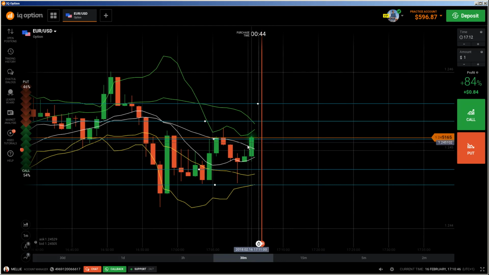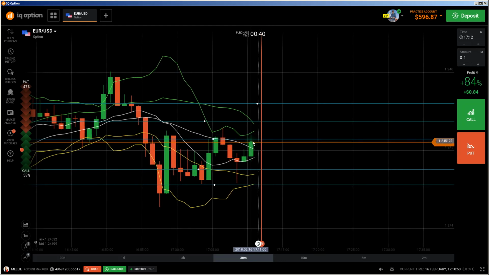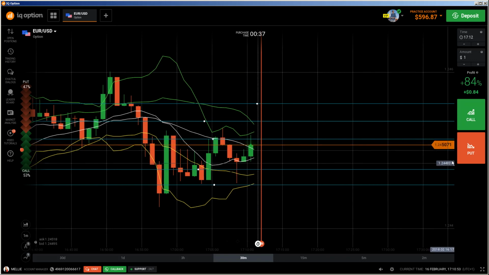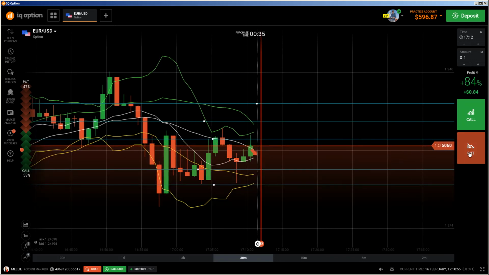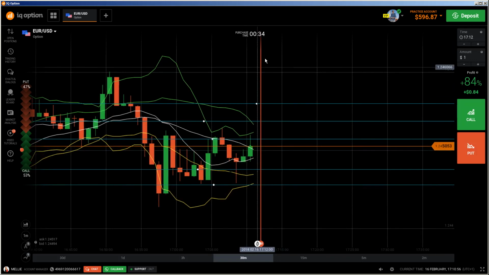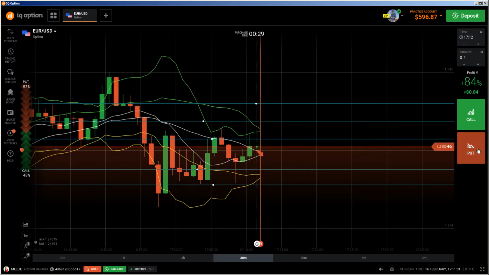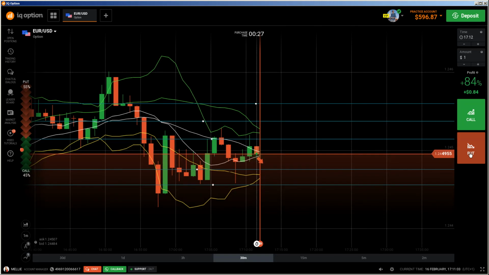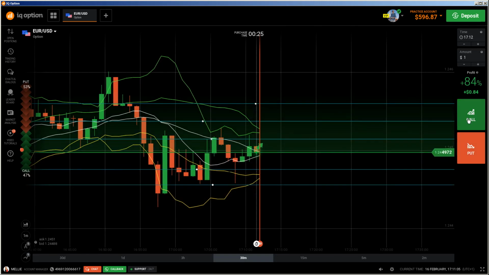We're going to touch the next resistance area here again, and see how it reacts, and maybe I'm going to do a put. But the expiry time is not nice. The purchase time is not nice. We have to wait on the next rejection, okay, so I'm going to do a call now.